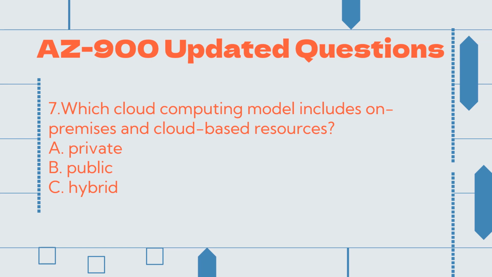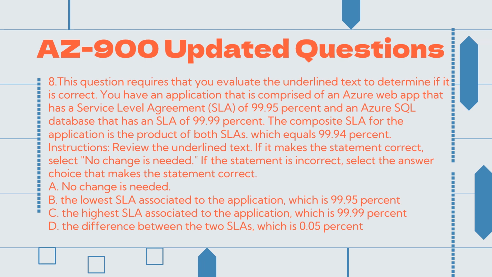7. Which cloud computing model includes on-premises and cloud-based resources? A. Private B. Public C. Hybrid.